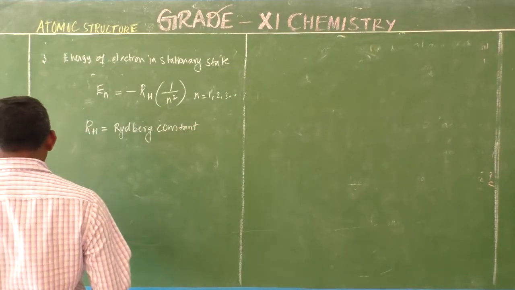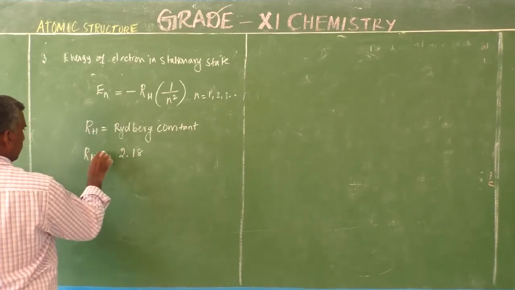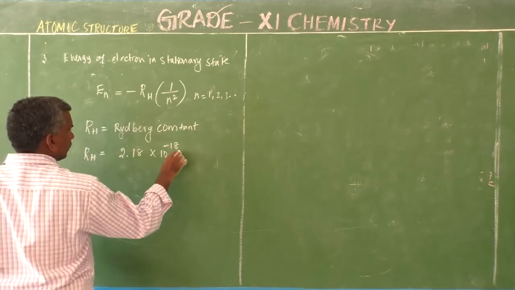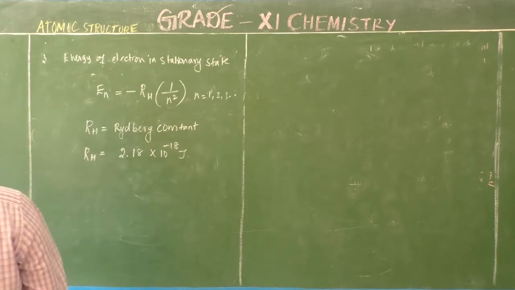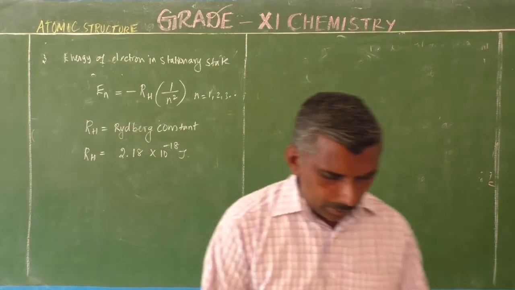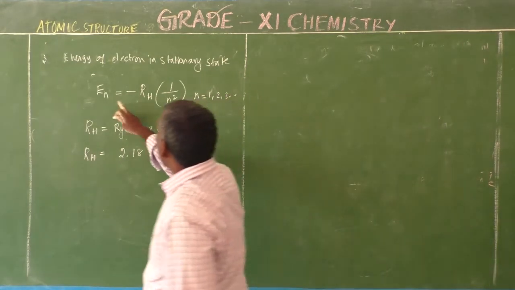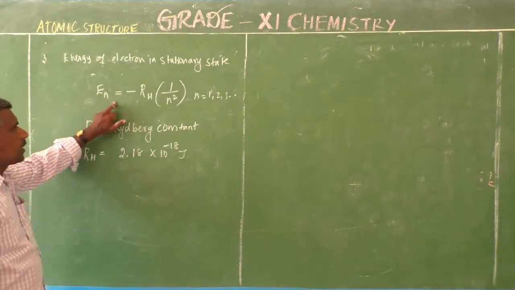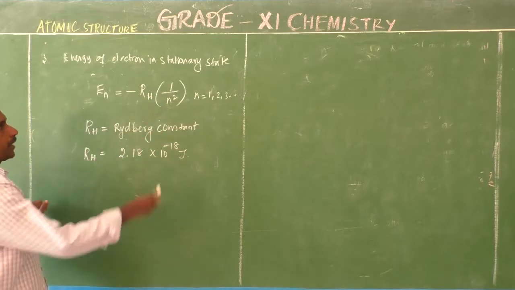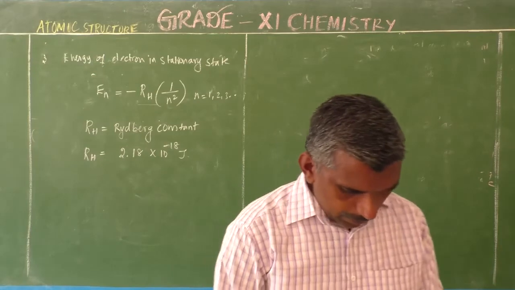The Rydberg constant has the value 2.18 times 10 power minus 18 joules. This is the Rydberg constant. The energy of the electron present in the cells, in a stationary state, is En equal to minus RH times 1 by n squared. Here RH is the Rydberg constant.